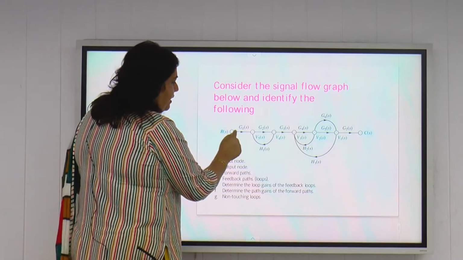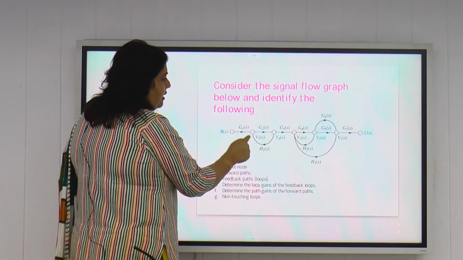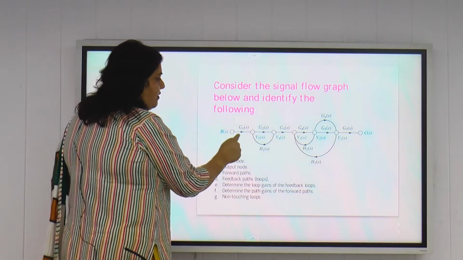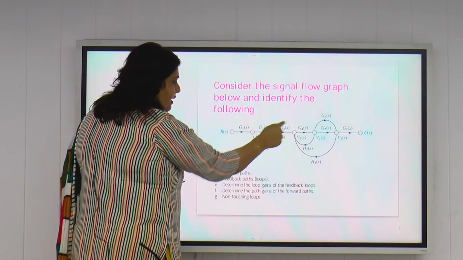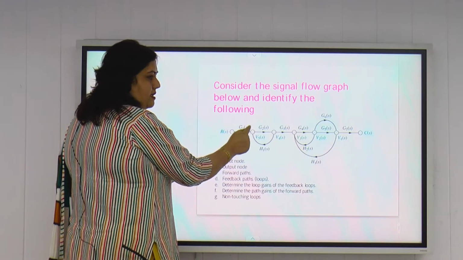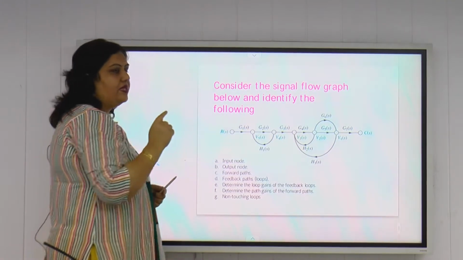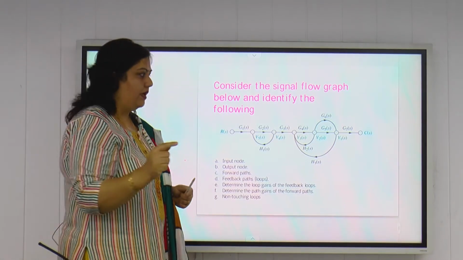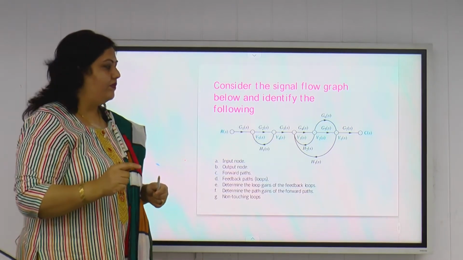We cannot say G1, G2, then H1, then G3, G4, G5, then G7. We cannot say like this, because if we take G1, G2, then H1, then again this node will be encountered twice. So this is wrong. While traversing a forward path, no node should be encountered more than once. This is the only condition. So there are two forward paths in this signal flow graph.